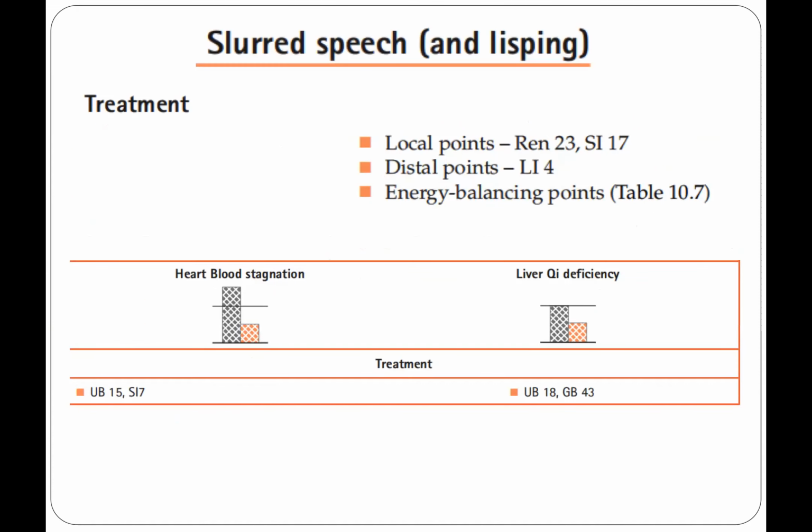Now let's go to slurred speech and lisping. Treatment: we use local points, Ren 23 and SI 17, distal points, LI 4, and the energy balancing points. So we have here heart blood stagnation and liver qi deficiency. For heart blood stagnation, we use the back shu point of the heart, which is bladder 15, and SI 7. For liver qi deficiency, we use the back shu point of the liver, which is bladder 18, and gallbladder 43.